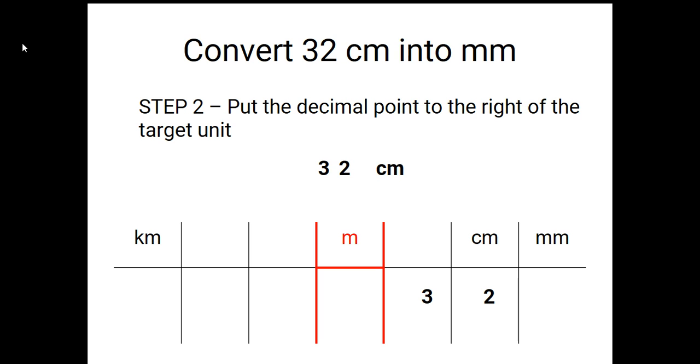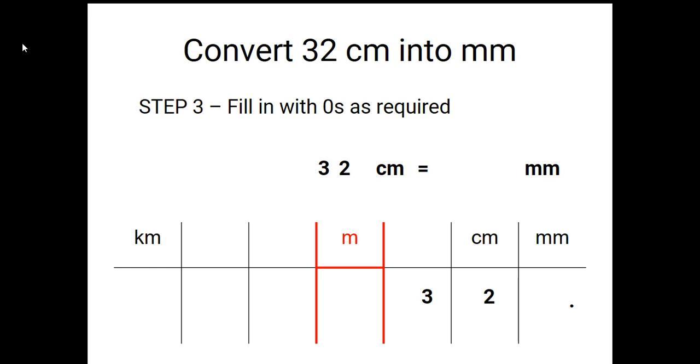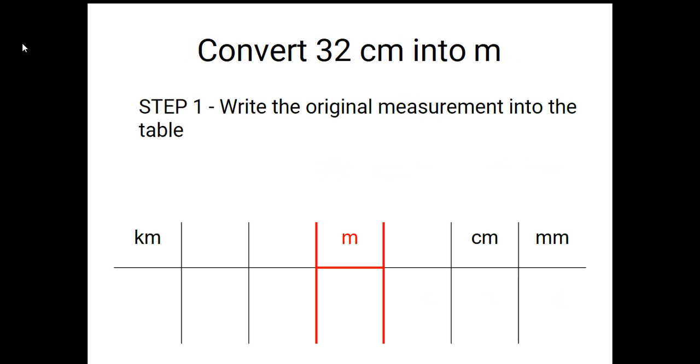Step 2 is, when I think about decimals, I'm always going to put a little dot, like a full stop, to the right of the target unit. That tells me it's the end of the units that I'm interested in. And there's the decimal place. And lastly, we might need to put some zeros in to make some adjustments. And there it is. So the answer to my question, what is 32 centimeters in millimeters? The answer is 320.